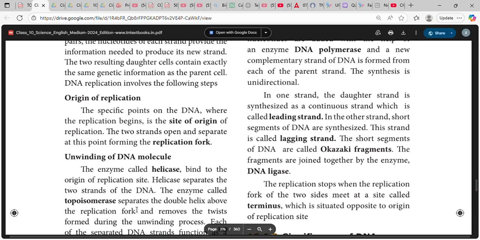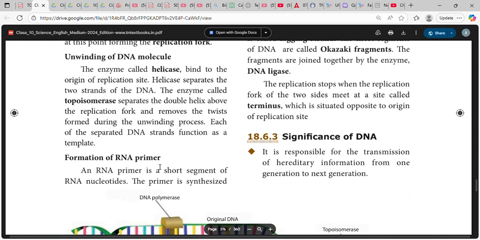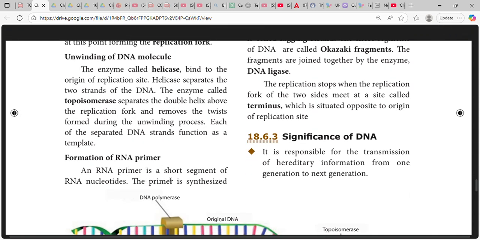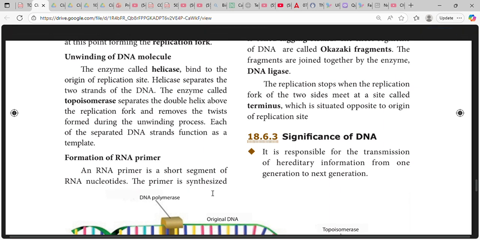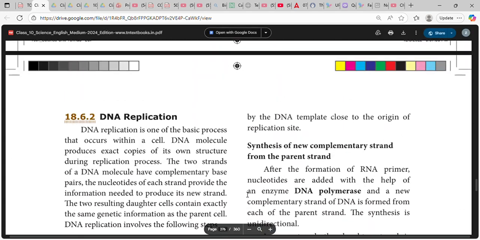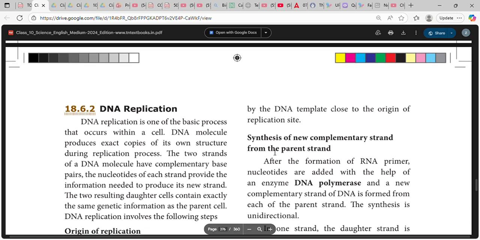The enzyme called topoisomerase separates the double helix above the replication fork and removes the twist formed during the unwinding process. Each of the separated DNA strands functions as a template. Formation of RNA primer. An RNA primer is a short segment of RNA nucleotides. The primer is synthesized on the DNA template close to the origin of the replication site.